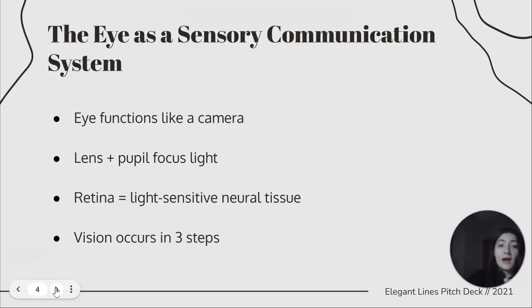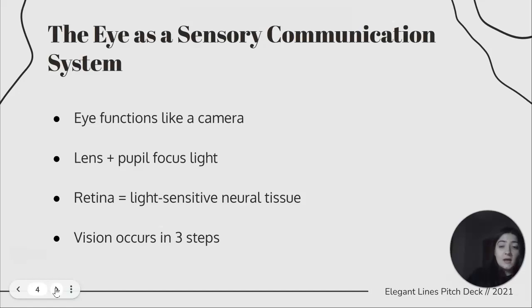Talking about the eye as a sensory communication system, it's highly normal to consider that the eye functions much like a camera. Light enters through the adjustable opening called the pupil and is focused by the lens onto the retina.